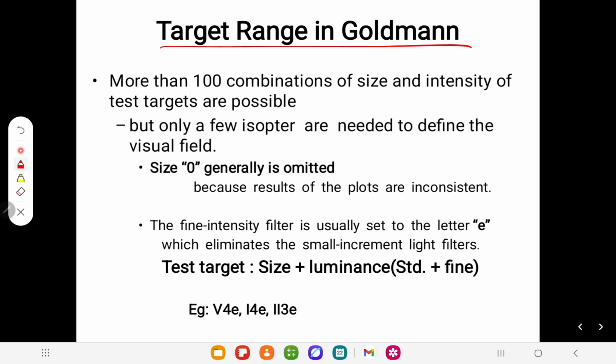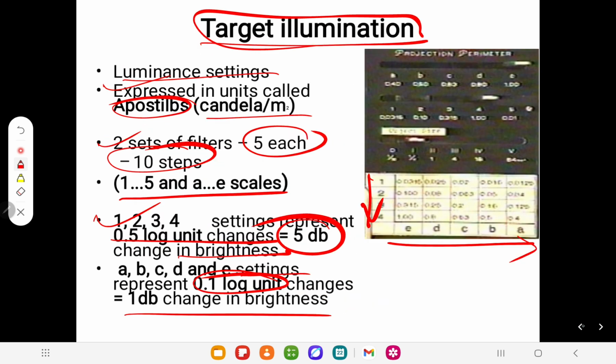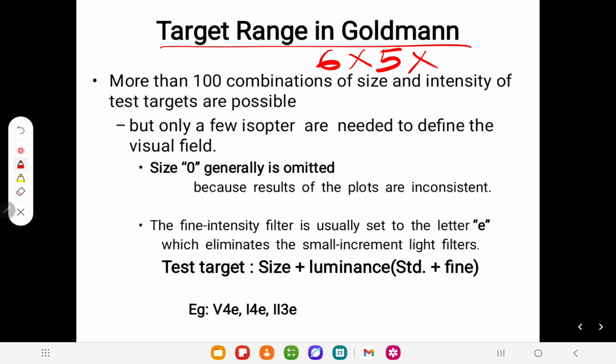Target range in the Goldmann. So more than 1000 combinations of the size and intensity of target are possible, isn't it? Let's just make a simple assumption: 6 sizes, and 5 target illuminations. I think 5 or 4? No, 5. It's 1 to 5 and A, B, C, D, E. 5 steps. So 5 into 5 is 25.